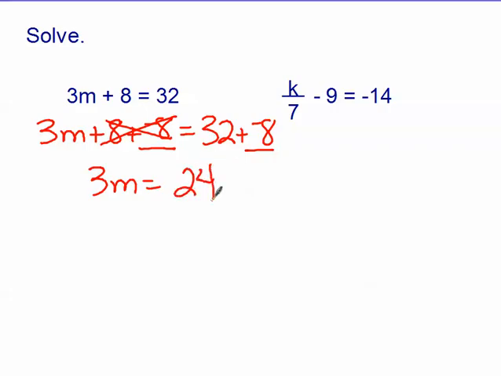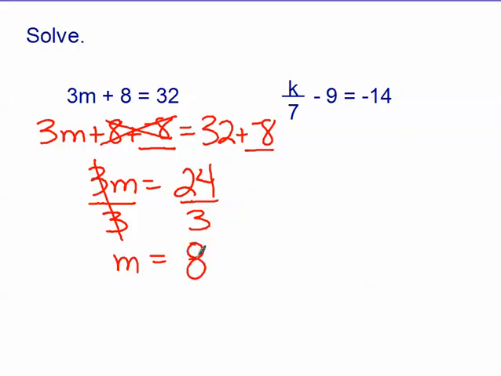Now I need to get rid of a multiply. Here it says I've got 3m's, and 3m's equal 24. But I don't want to know about 3m's. I only want to know about one of them. So to turn a 3m into a 1m, we just divide by 3. The 3s divide out and become 1. And if I do that to one side, I have to do that to the other. So we end up with 24 divided by 3 equals 8.